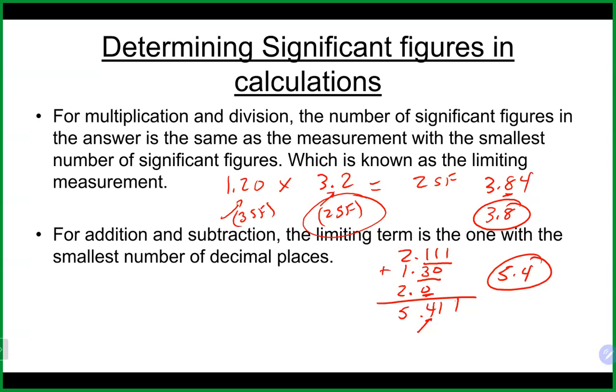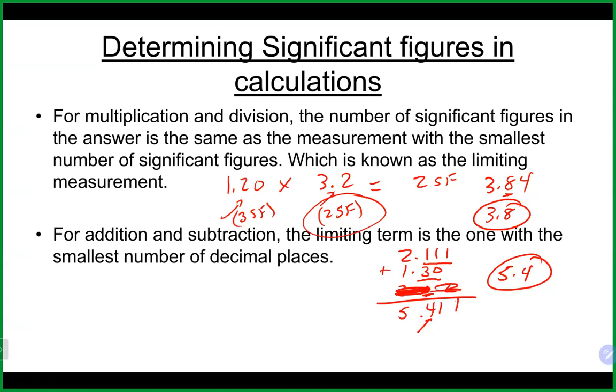If I'm adding all these together, let's just say instead of this being 2.0, this was just 2. Yes, just like that. The smallest number of decimal places is the whole number. So you would then take it to the whole number in that case.